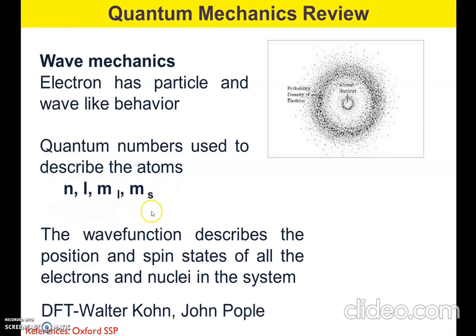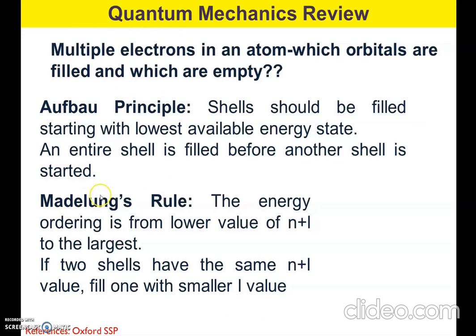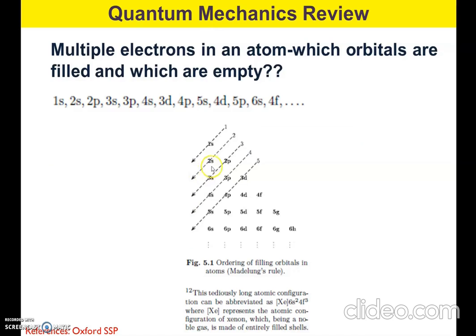And essentially, once we assign these values, what you're doing is you're putting some constraints on the system, right? So then we can look at a system where you have multiple electrons in an atom, and then we can ask which orbitals are filled and which orbitals will be empty, right? So then we use some principles like the Aufbau principle, which tells you which shells should be filled, and so we start with the lowest available energy state, and then we start filling them, and then you can have the Madelung's rule, and so the energy ordering is from lower value of n plus L to the largest value of n plus L. So this is how the picture looks like.